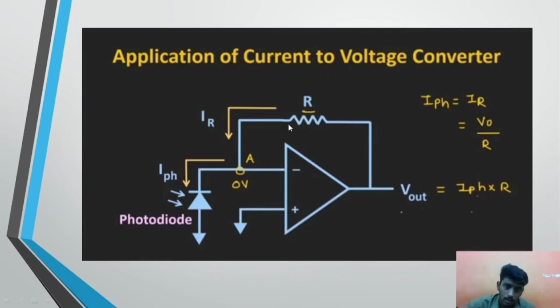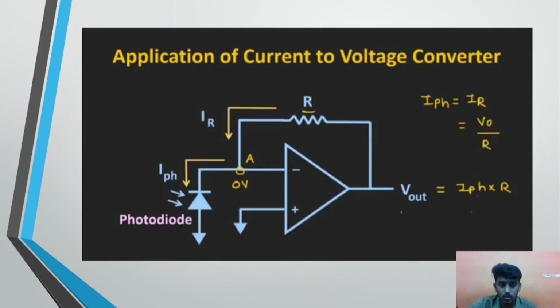The current flowing through the resistance is IR and the current flowing through the photodiode is I PH. When we apply the KCL rule at the node, IPH is equal to IR, where IR is equal to V naught by R. So IPH is equal to V naught by R, and V naught is equal to IPH into R, where V naught is directly proportional to IPH. It indicates that it is a directly proportional active current to voltage converter. It has successfully converted current into voltage.